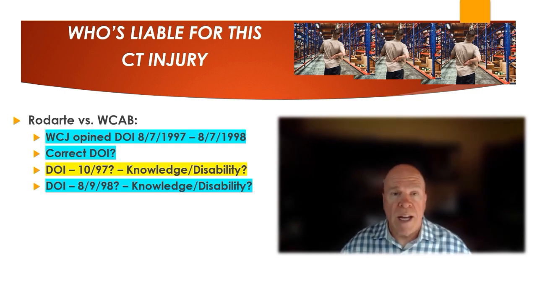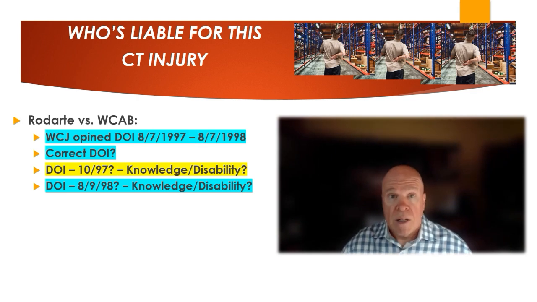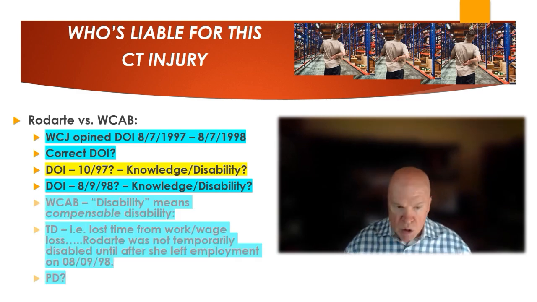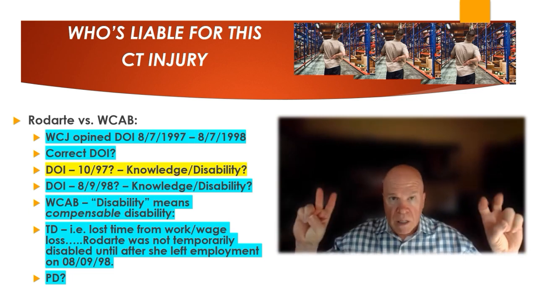Well, was this the correct date of injury? According to the Wright case and the Wagner case that we just reviewed, it would seem that this would not be an accurate date of injury, that 10/97 would have been the accurate date of injury when both knowledge and apparent disability, based on the need for wrist braces and based on the need for modified work, it would seem that disability was established in 10/97, but the actual date of injury was found to be 8/9/98, which was the last date of employment of Ms. Rodarte.